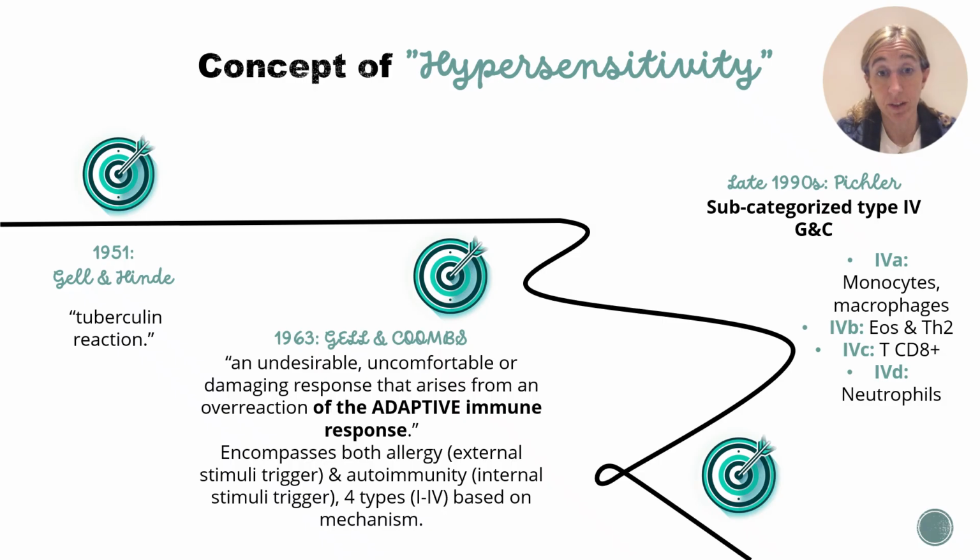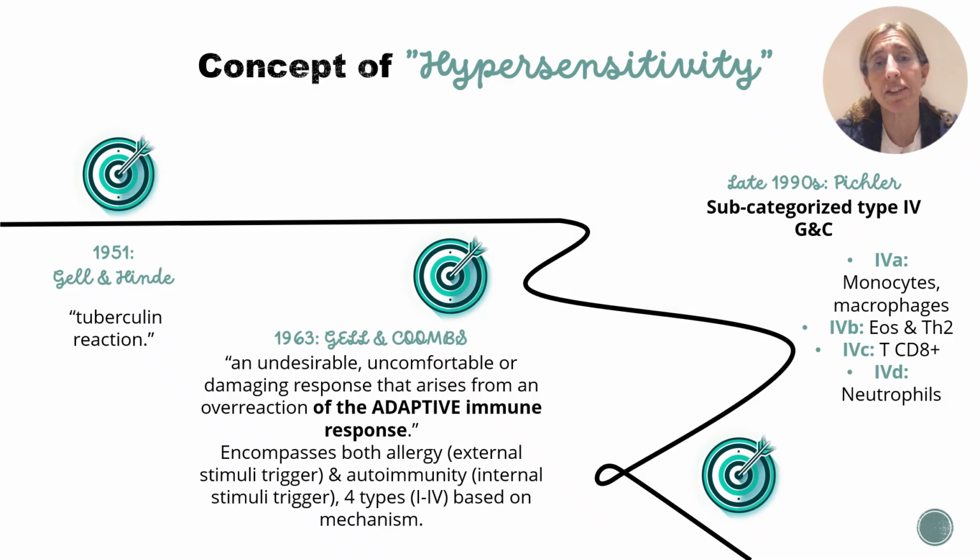with the concept of the tuberculin reaction, and then switched to the 1963 definition by Gell and Coombs, in which they refer to hypersensitivity as an undesirable, uncomfortable, or damaging response that arises from an overreaction of the adaptive immune system response. So, with this, we would include allergy in this definition, but also autoimmunity, and they distinguish 4 types of hypersensitivity based on the mechanism.